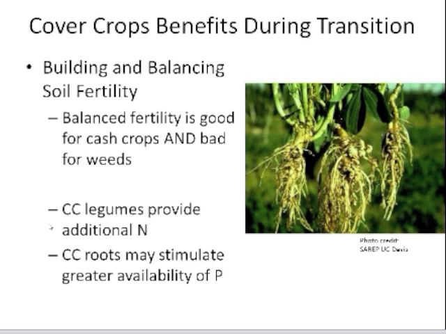Cover crop legumes, of course, can provide additional nitrogen if low soil fertility is an issue on your soils. But cover crop roots may also stimulate greater availability of phosphorus if it is otherwise unavailable. Applications of rock phosphorus, of course, take time to break down to soluble forms, but the more roots you have per unit time, per unit area of land, the more soluble phosphorus will be available within your agroecosystem.